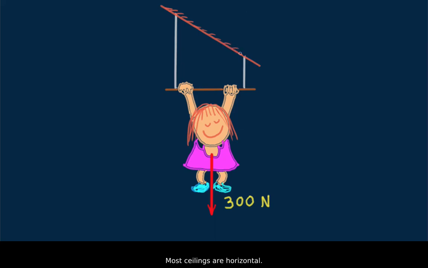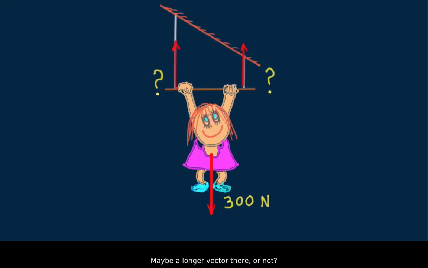Most ceilings are horizontal. But suppose the ceiling is slanted, so the vertical ropes have different lengths. The rope on the right is shorter, even shorter than the length of the vector we draw to show its tension. Will rope tension and its vector there be affected? And the rope on the left is longer? Maybe a longer vector there, or not? Some beginning students think that the length of a vector relates to the length of the rope. If that's you or your friends, you'll soon learn to progress beyond that.